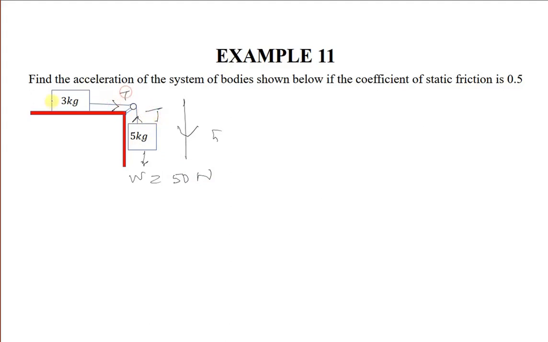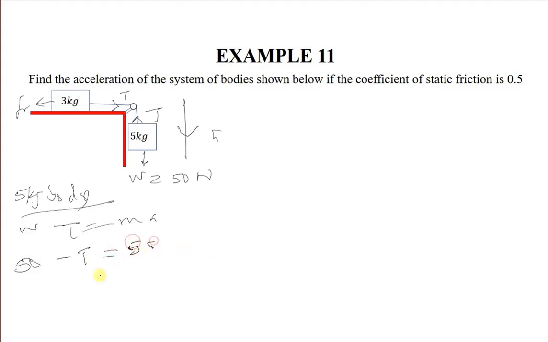So T, we have frictional force. So let's go for the 5 kg body. We will have weight minus tension is equals to MA. So that will be 50 minus T is equal to 5A. So T will be 50 minus 5A, equation 1.